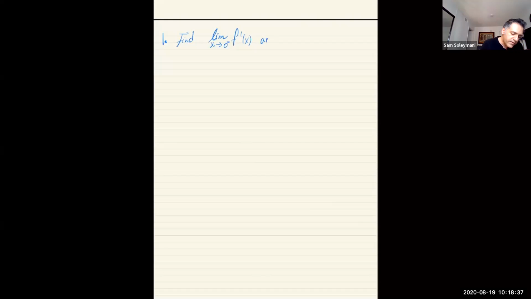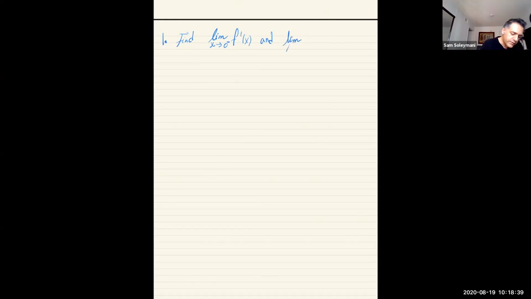you are going to find the limit as x goes to 0 of f prime of x. And you're going to do it from both sides. So do it from the left, and limit as x goes to 0 from the right, because you could have a cusp or a vertical tangency.